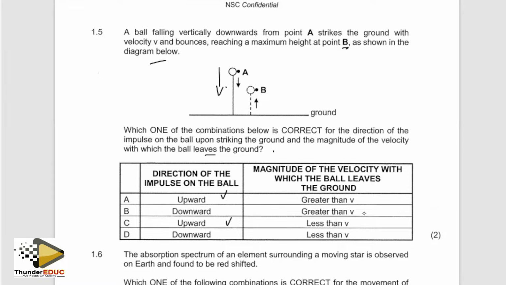But then the velocity with which the ball leaves the ground. Since the ball is going to be in contact with the ground, there has to be loss of energy. And if energy is lost, remember the collision is not perfect.